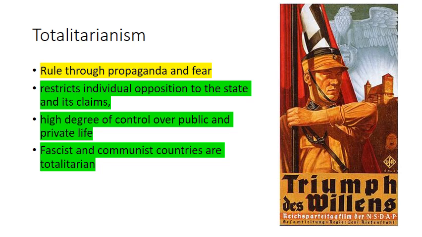So fascism and communism can be bundled up together into the term totalitarianism. And that's when your government rules through propaganda and fear. It restricts individual opposition to the state and its claims. People who opposed the government were often put into labor camps or concentration camps, killed or assassinated. There's a high degree of control over public and private life. Fascist and communist countries are totalitarian states.